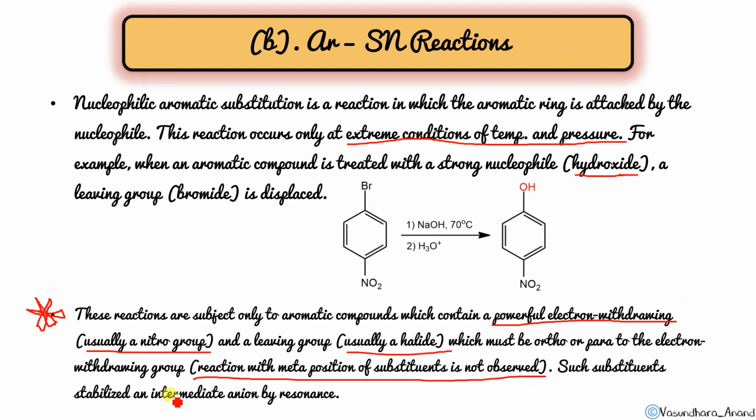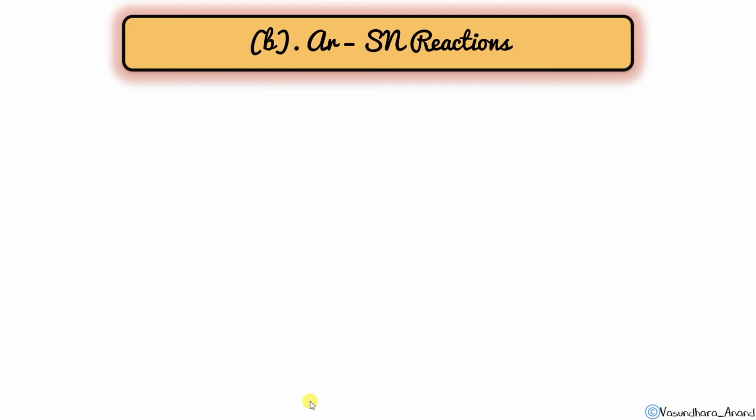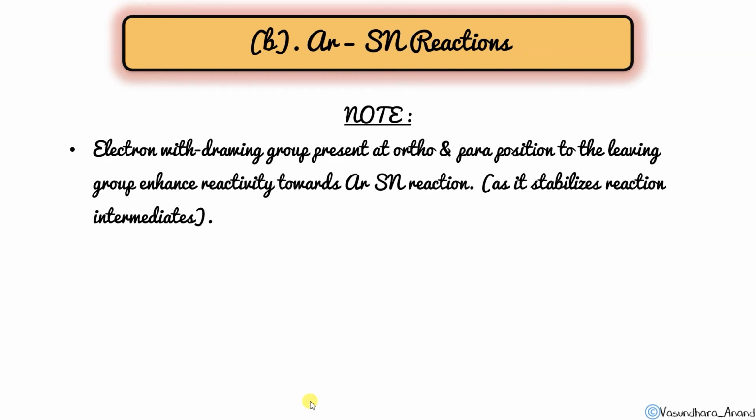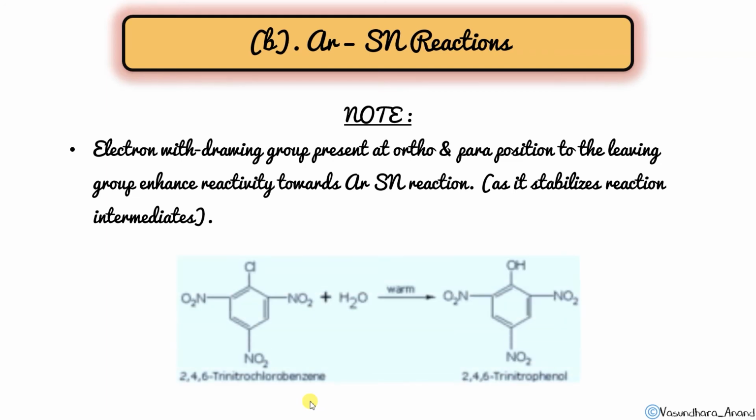Such substituents are stabilized by an intermediate anion by resonance. The intermediate anion that forms is stabilized by resonance and it gives the product. Got it? So this is the important point to learn. Now, aromatic SN reaction, some note is there. Electron withdrawing groups present at ortho and para positions to the leaving group enhance the reactivity towards aromatic nucleophilic substitution reaction as they stabilize the reaction intermediate.